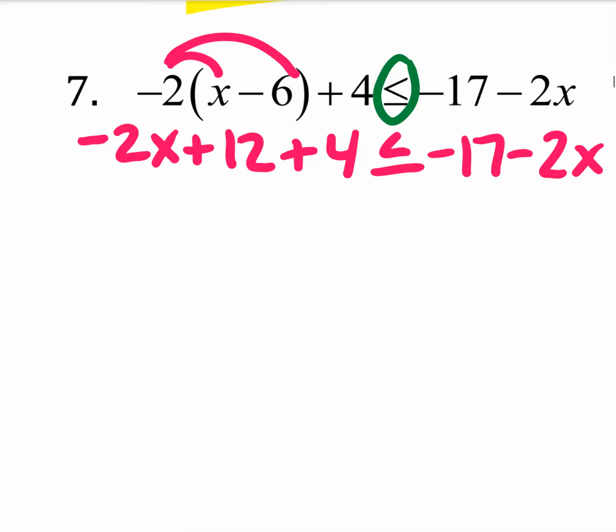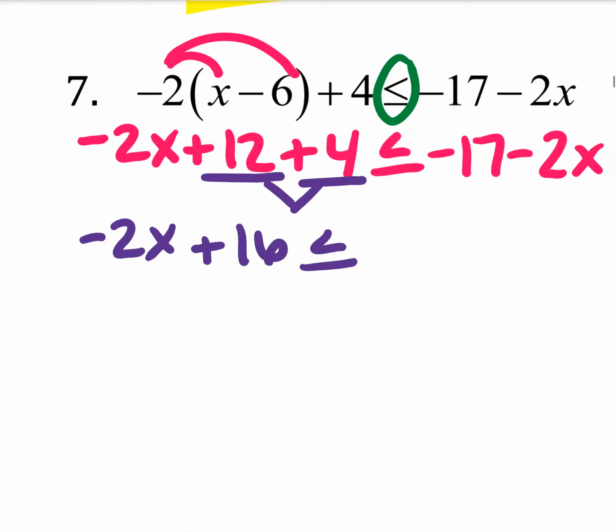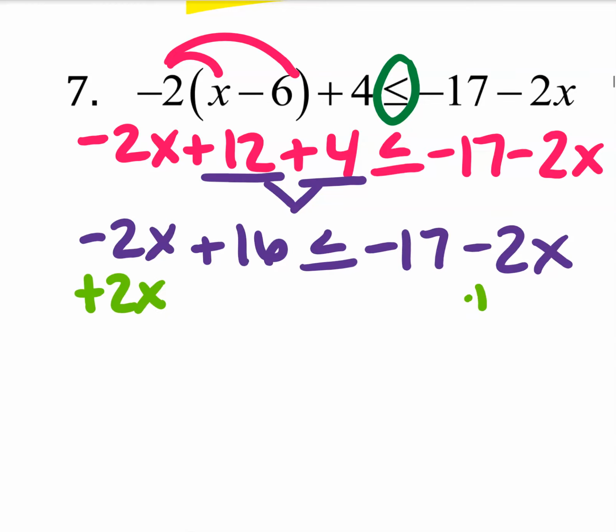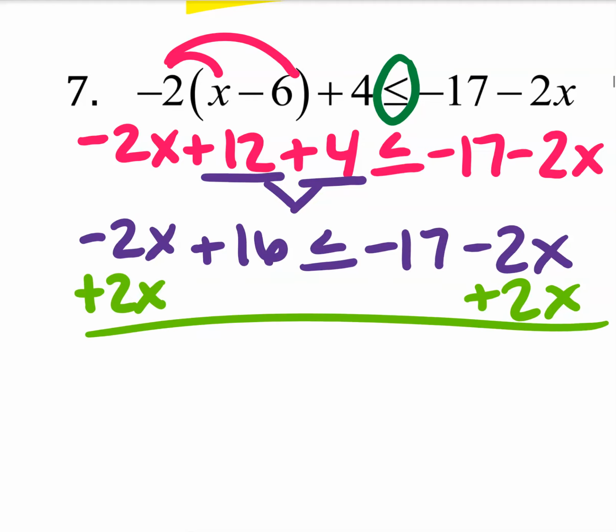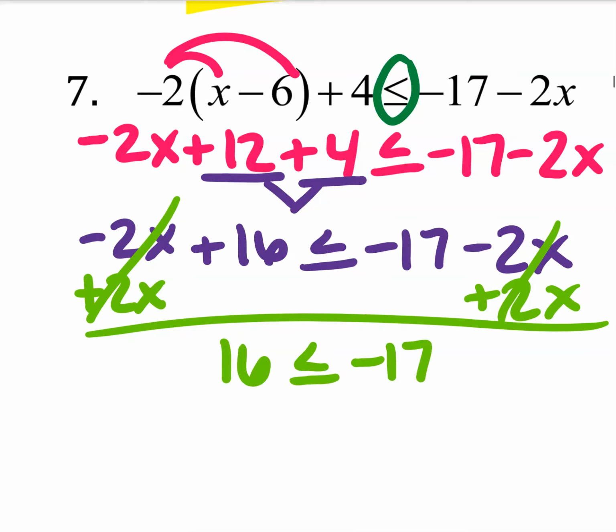All right, let's clean up the left side. So I have 12 plus 4. Those guys are like terms, so I'm going to add them. They make 16 less than or equal to negative 17 minus 2x. Now this one's similar to the last one. I'm going to move the negative 2x, and it doesn't matter which one I do because they're both negative 2x. So add 2x, add 2x. Your variables go away and you're left with 16 less than or equal to negative 17.